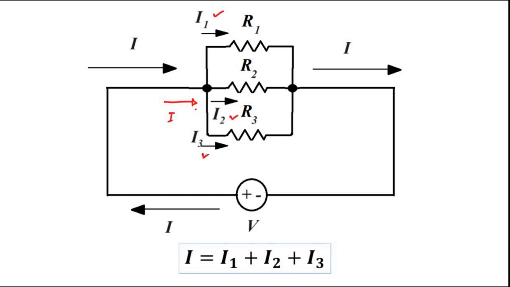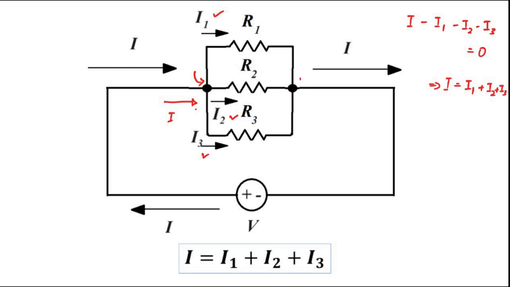So the sum of currents: on one side we pick I, the current entering the node, I am taking that as positive, and the current exiting the node I am taking as negative. That is I minus I1 minus I2 minus I3, that is equal to 0. That implies I is equal to I1 plus I2 plus I3 at this node.